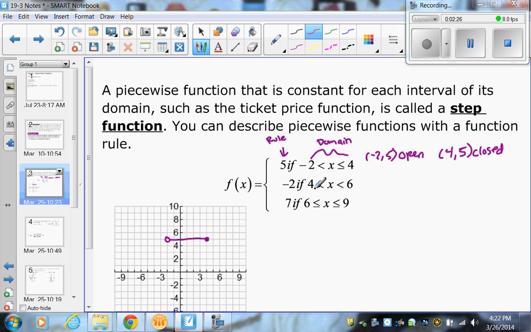The next graph, we have 4, -2, and there's no equal sign, so that's going to be open. And then we have 6, -2, and again, there's no equal sign, so that's going to be open. So 4, -2 and 6, -2, and connect them.